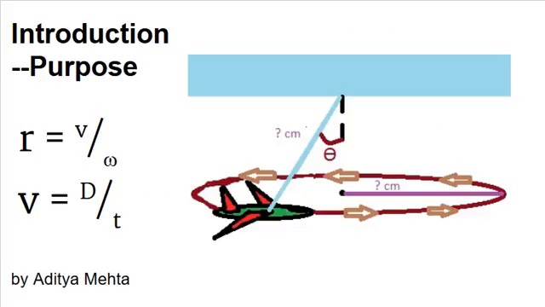The introduction. Our claim is that the radius will increase in a linear fashion along with the string length. For this particular lab, we need to heavily use the equation radius equals velocity over angular velocity.